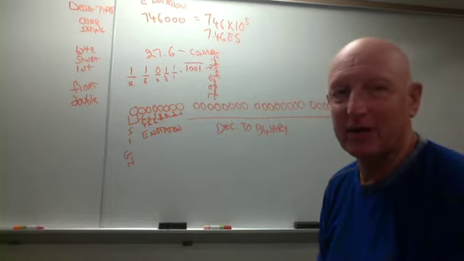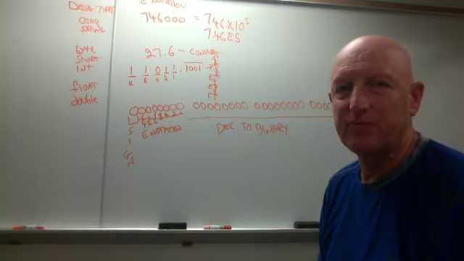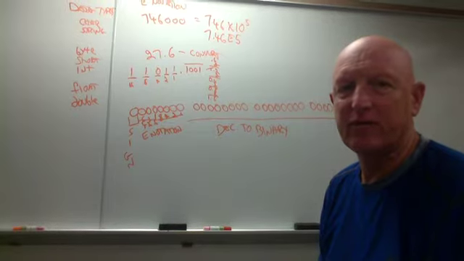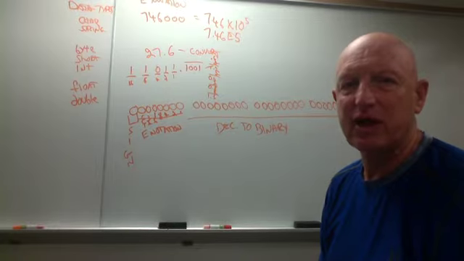So if you take a look up here at 746,000, we can say that that is equal to 7.46 times 10 to the fifth power. So if you move the decimal point 1, 2, 3, 4, 5 places over, 7.46 times 10 to the fifth power. That's scientific notation.